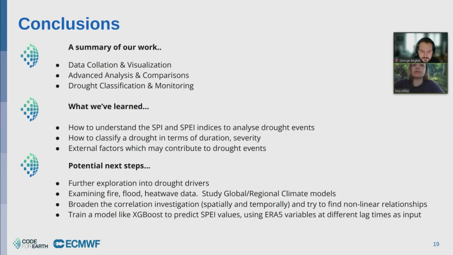Potential next steps would be a further exploration into these drought drivers, and also looking at additional data such as fire, flood, heat wave data, studying global and regional climate models, broadening the correlation investigation, and trying to find non-linear relationships, and as Akis mentioned, training a model to predict the SPI values with different lag times as input.